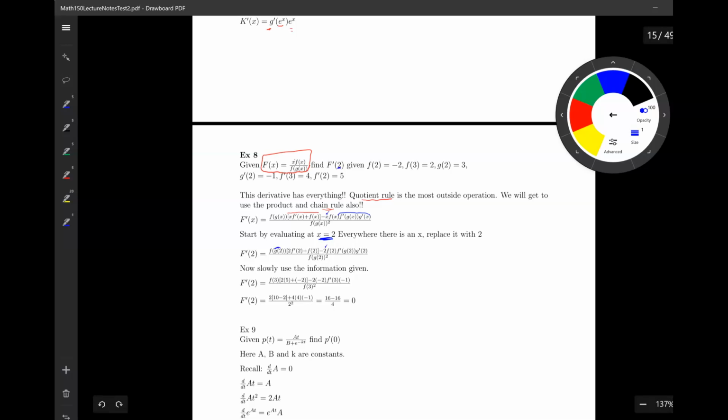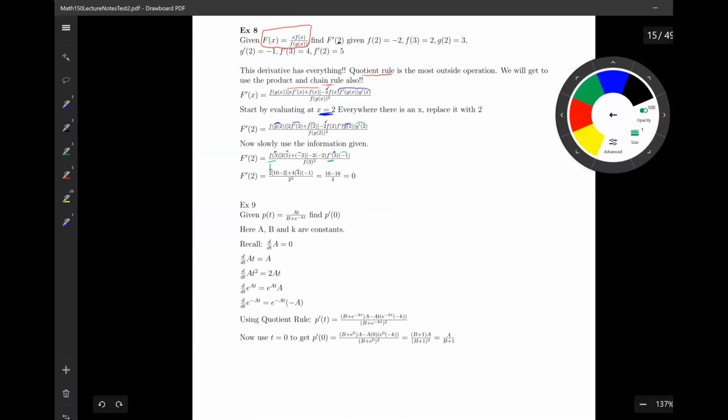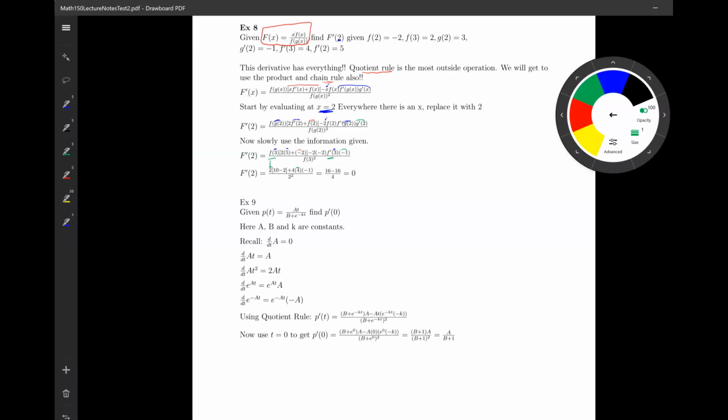So g of 2 gives me 3, right? And then f prime of 2 gives me 5. This g of 2 here gives me another 3. So go slowly through. So you pick out like f of 2 gives you negative 2, and then g prime of 2, that gives you a negative 1. So then go find f of 3, which is 2, and f prime of 3, which is 4. And then go figure out what we have on the top, and we end up getting 16 minus 16, which is 0.